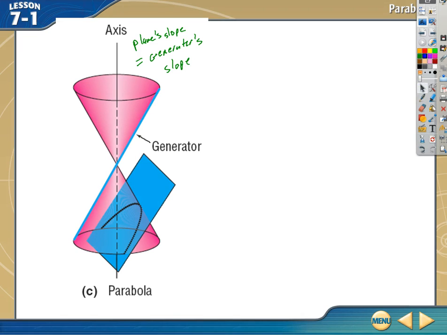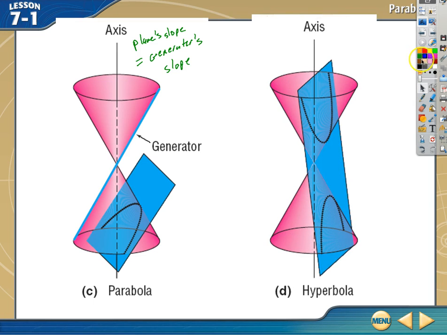The last one you may or may not have heard is when my plane's slope is bigger than or greater than the generator's slope. And when that happens, my plane actually cuts through both cones. Notice every single other one, it only cut through one. But when the plane slope is greater than the generator slope, it cuts through both of them, and I end up with two pieces that are separated. Got one here and one right here. And those are hyperbolas, and that's what your graph would be of a hyperbola. Okay? So that's what you need to know about this.